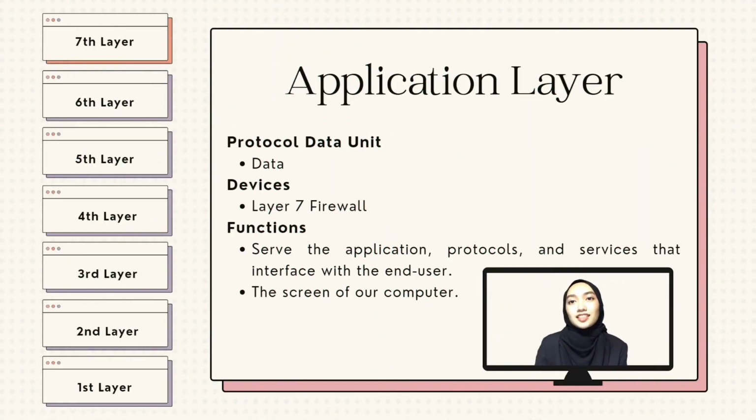First things first is the 7th layer, which is the application layer. In this layer, the message is called data, and the device that operates in this layer is the layer 7 firewall. This layer's function is to serve the application, protocols, and services that interface with the end user. Basically, it is what we see on the screen of our computer.